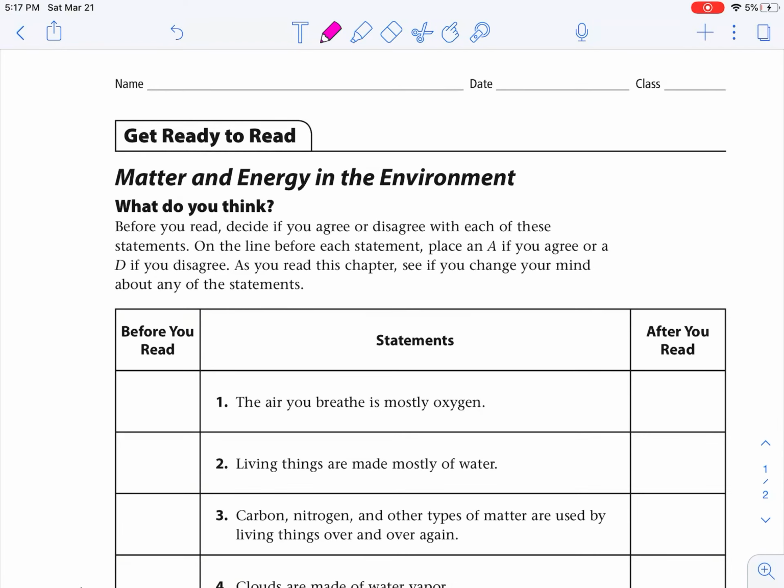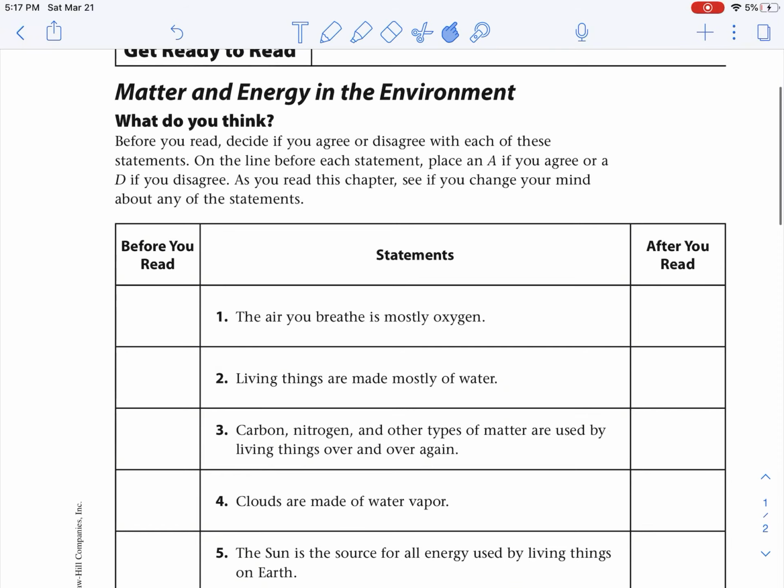Hey guys, welcome to Chapter 8, Matter and Energy in the Environment. This chapter we're going to be asking and answering the question, how do non-living and living things interact in the environment? So the first thing that we do when we kick off a chapter is to look at our Get Ready to Read.